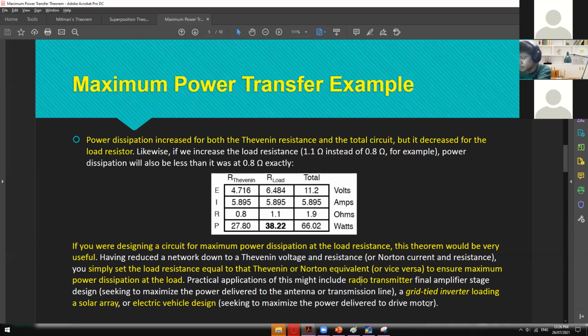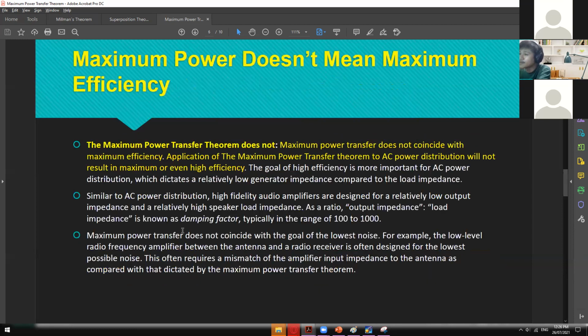the power delivered to drive a motor. Okay, and then more review or conclusion. So the maximum power transfer theorem does not coincide with maximum efficiency. Okay, so application of the maximum transfer theorem to AC power distribution will not result in maximum or even a high efficiency.